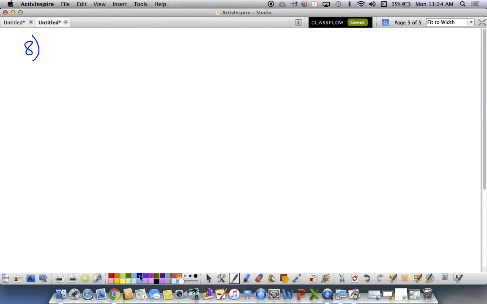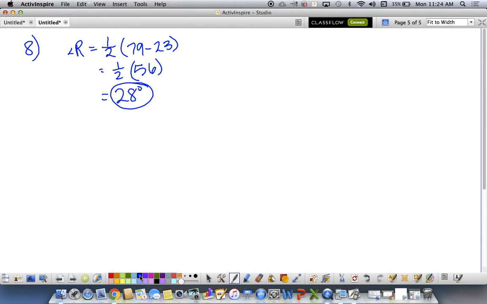Number 8, there's a circle. There's a formula that says angle R, or whatever exterior angle, that's the big key. Theorem from lesson 79: exterior angle equals 1/2 of the bigger arc minus the closer arc, which should be smaller. So 79 minus 23, I believe, is 56. So what is half of 56? It is 28 degrees. Number 8 is 28 degrees.